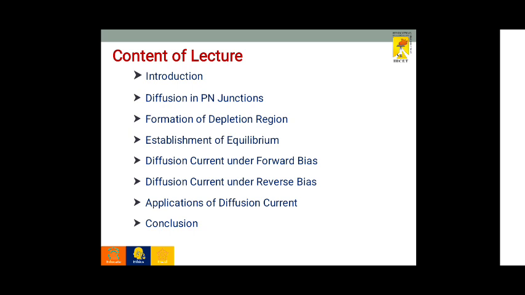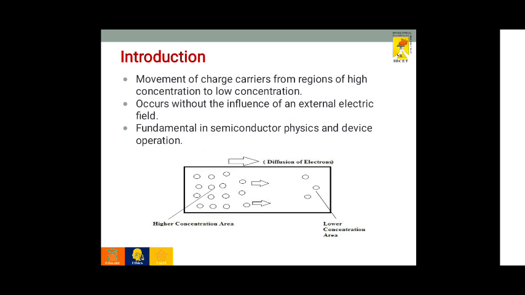Content of this lecture: Introduction, diffusion in PN junctions, formation of depletion region, establishment of equilibrium, diffusion current under forward bias and reverse bias, applications of diffusion current, conclusion. Let me move to the introduction.